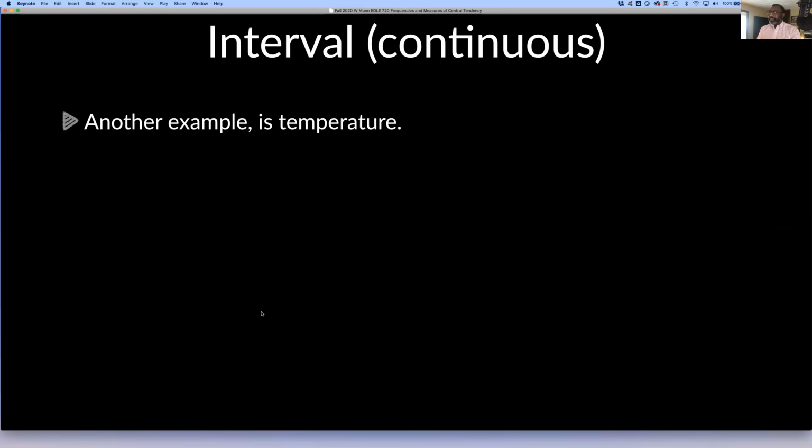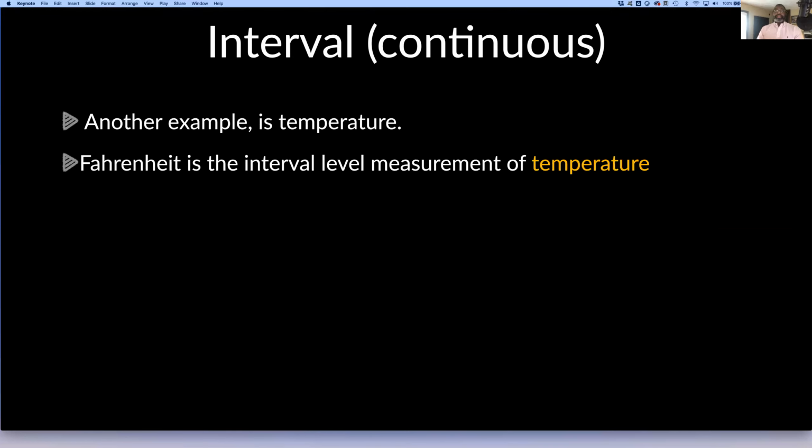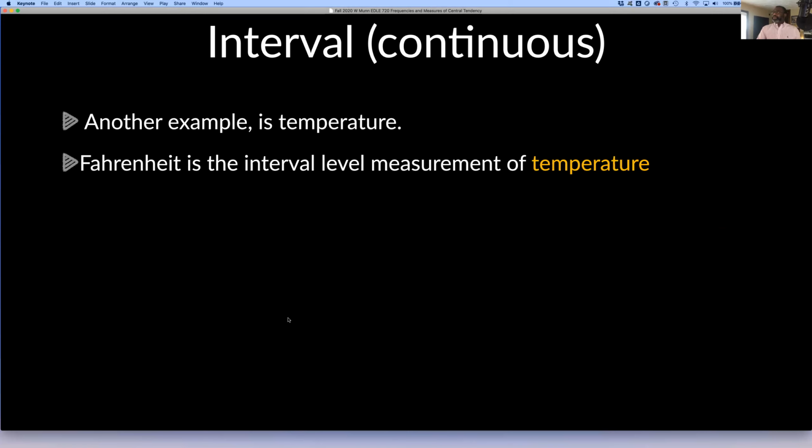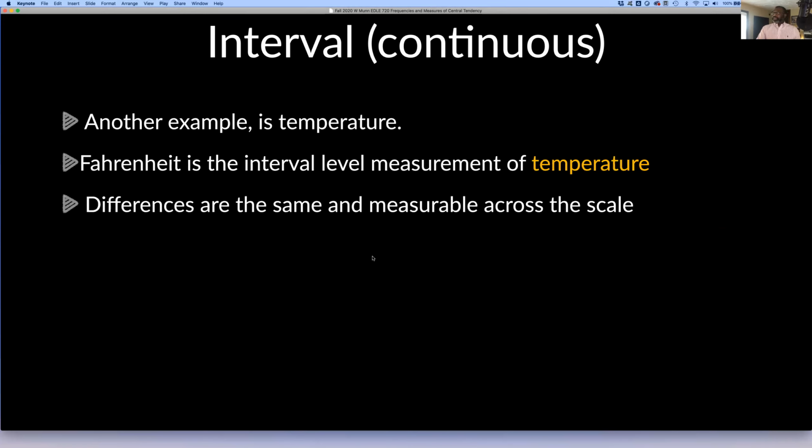So another example is temperature. Fahrenheit is the interval level of measurement of temperature. Differences are the same and measurable across the scale. So if it is 32 degrees and someone says, well, it's 10 degrees warmer in Rayford, then I'm going to say that's 42 degrees. If I say, well, man, it's a big difference between Rayford and Greensboro, it's 10 degrees cooler in Greensboro, you're going to say it's 22 degrees.